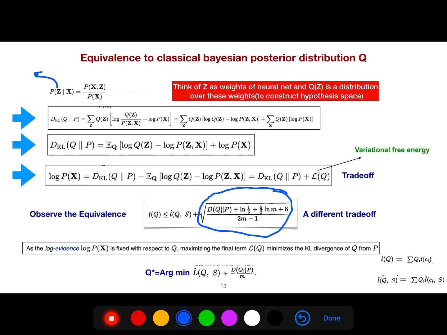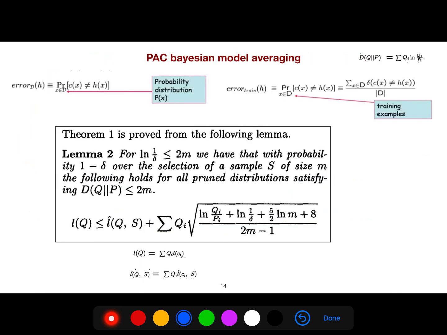We always want to know which posterior satisfies this optimization, because after all, it's an optimization problem. Q is the posterior, P is the prior. Which one minimizes this? So it is the log. As the log evidence is fixed with respect to the posterior, maximizing L of Q minimizes the KL divergence.